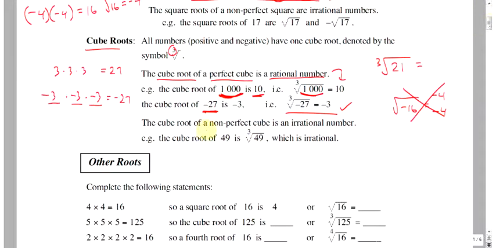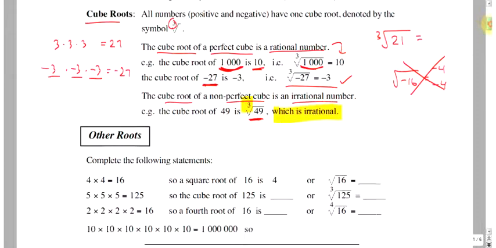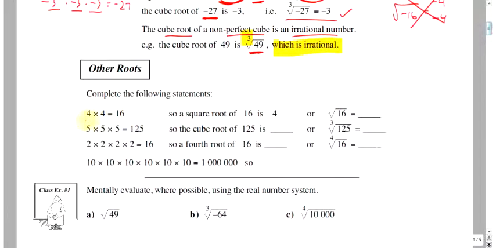Okay? The cube root of a non-perfect cube is irrational. Always, always, always. Don't say, I know 7 times 7 is 49. That doesn't help you here. This is cubed root. Okay? Is there a number multiplied by itself 3 times to give us 49? It's a decimal. It's an irrational number. You can argue that there is, okay? But it's irrational.